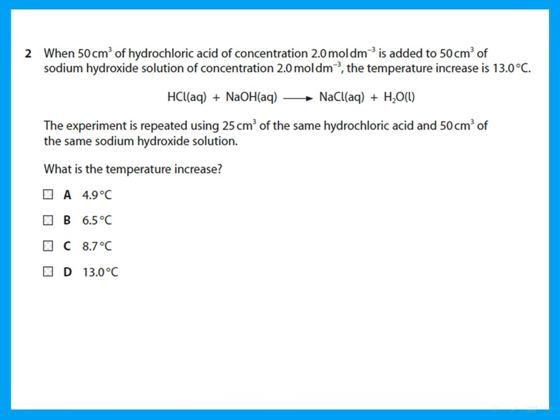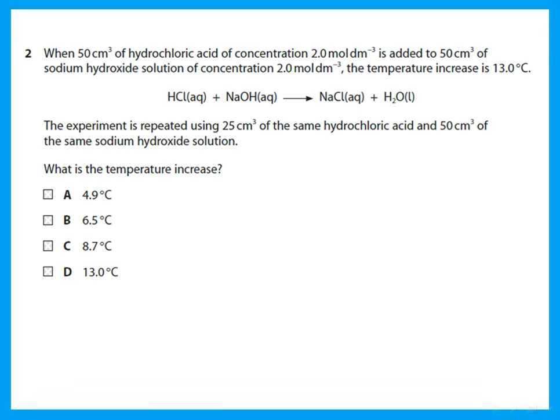When 50 centimeter cubed of hydrochloric acid of concentration 2 mole per decimeter cubed is added to 50 centimeter cubed of sodium hydroxide solution with this concentration, the temperature increase is this. The experiment is repeated using 25 centimeter cubed of the same acid and 50 centimeter cubed of the same base. What is the temperature rise?